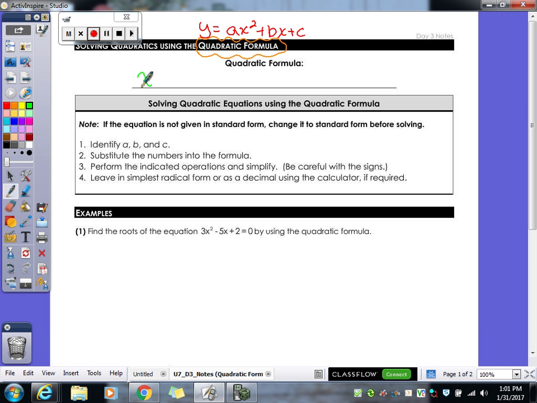So our formula for it starts with x equals, because that's what we're solving for. We're trying to solve for the values of x. Negative b plus or minus the square root of b squared minus 4ac, all over 2a. It is a bit of a longer one. So again, that's negative b plus or minus the square root of b squared minus 4ac all over 2a.